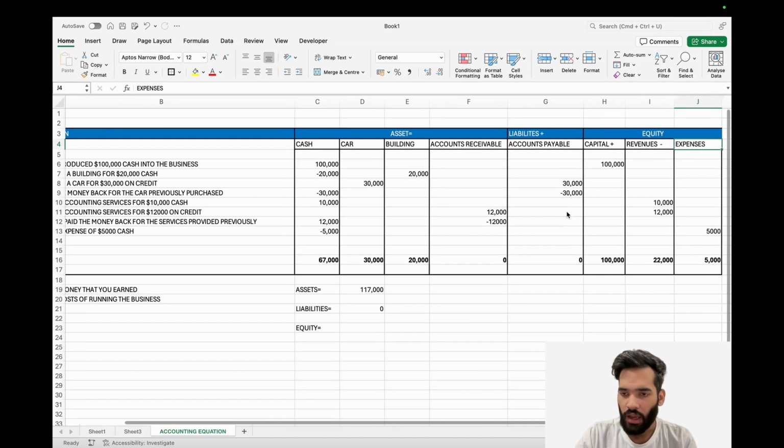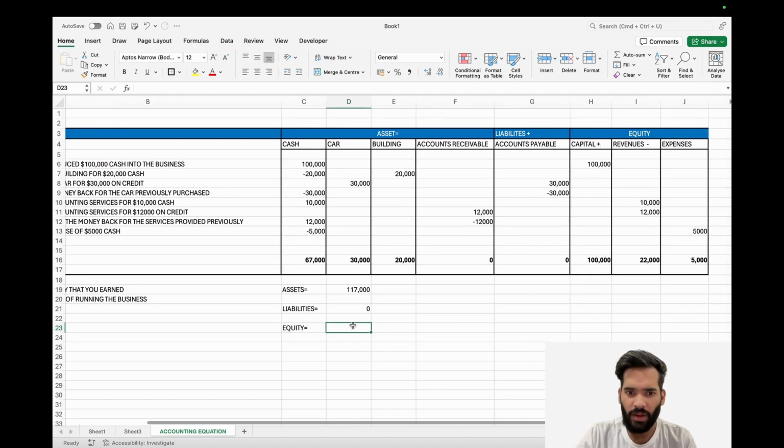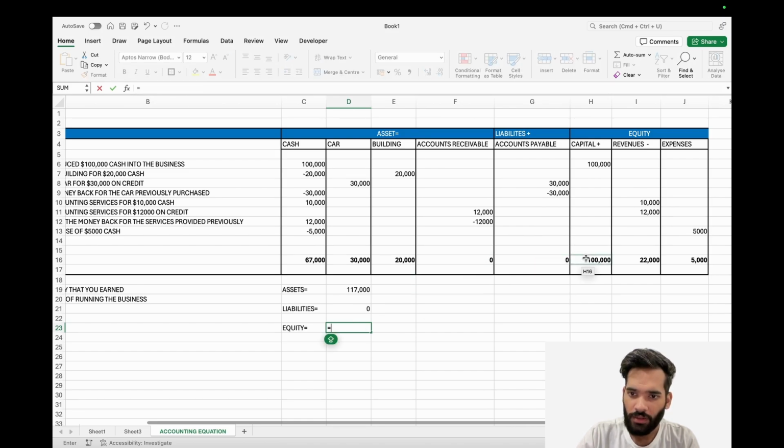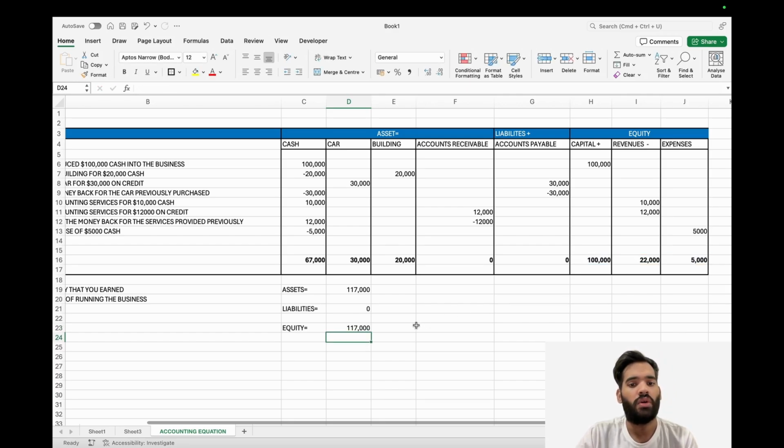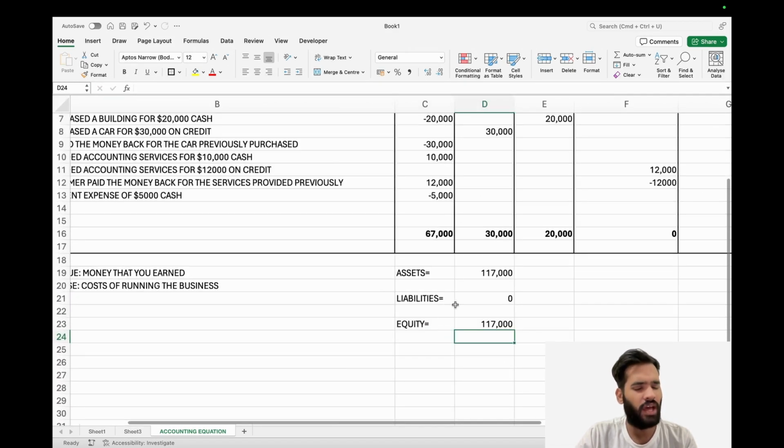Okay. With that formula in mind, if I apply capital plus revenue minus expenses, it gives you equity. So if you notice, yes, the accounting equation does hold true, because my assets are equal to my liabilities plus equity. And that's it.